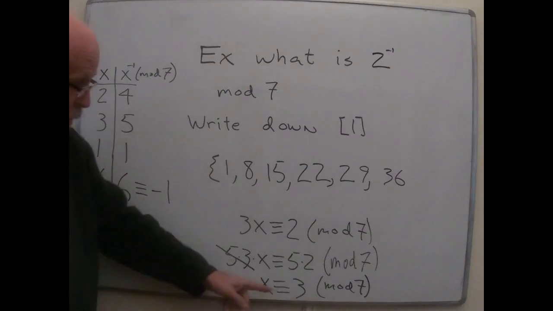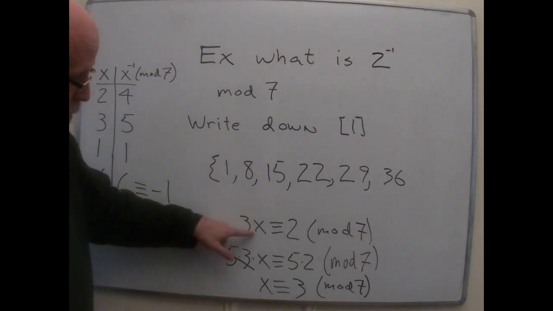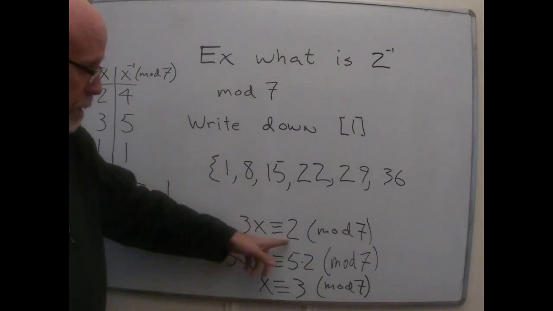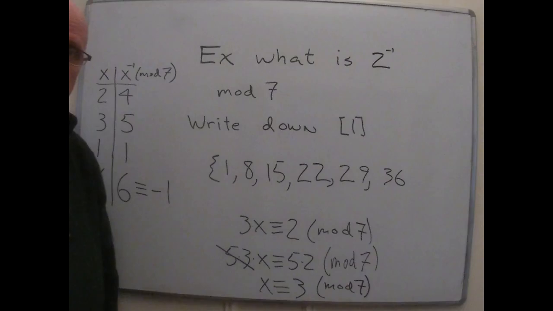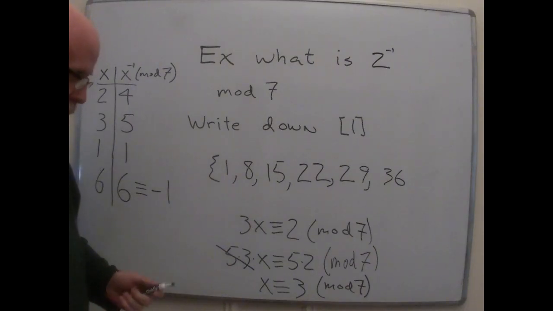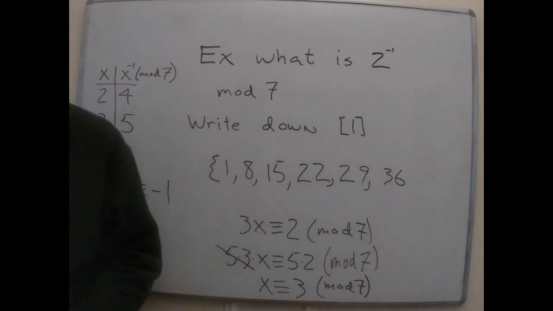And that's real easy to check back in the original thing. 3 times 3 is 9, and 9 is congruent to 2 mod 7. It is. 7 plus 2 is 9. All right.